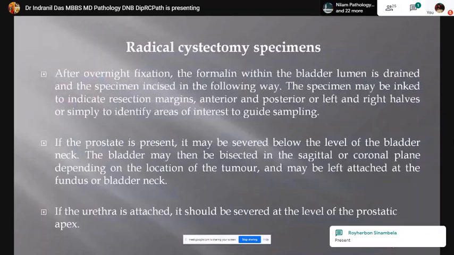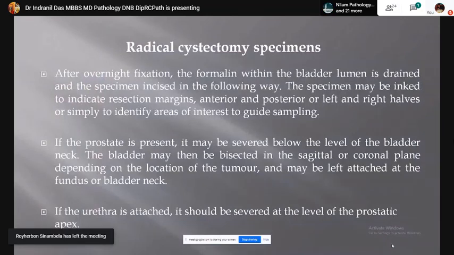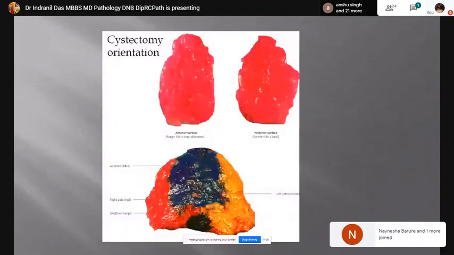If prostate is present, it may be severed below the level of the bladder neck. The bladder may then be bisected in a sagittal or coronal plane, depending upon the location of the tumor, whether it is in the trigone, whether it is in the base or in the lateral wall. If urethra is attached, it should be severed at the level of the prostatic apex.